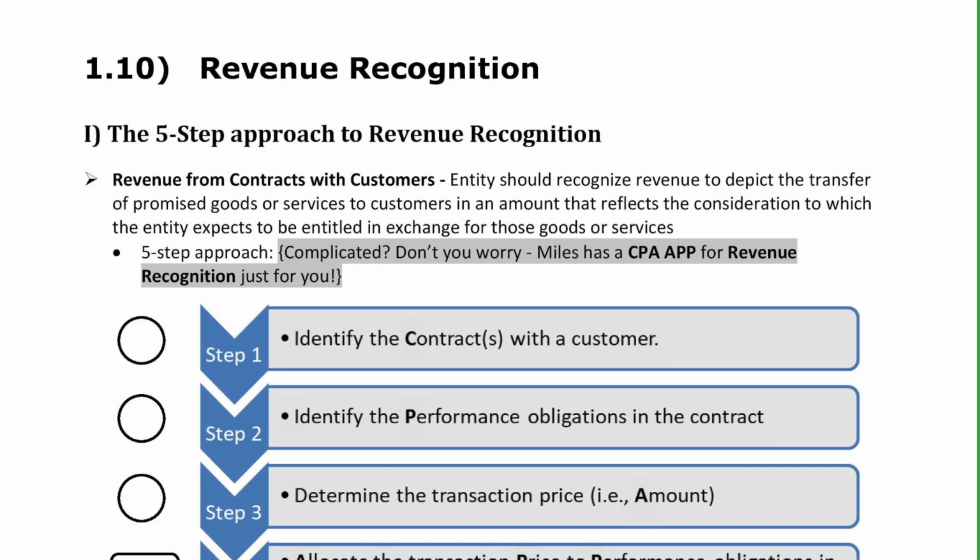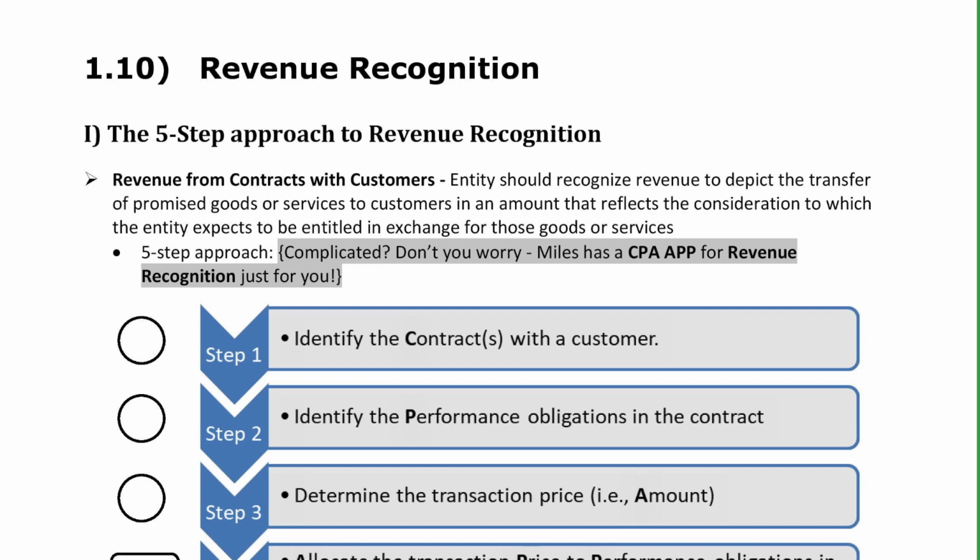So look at this. Revenue from contracts with customers. Entity should recognize revenue to depict the transfer of promised goods or services to customers in an amount that reflects the consideration to which the entity expects to be entitled in exchange for those goods or services.